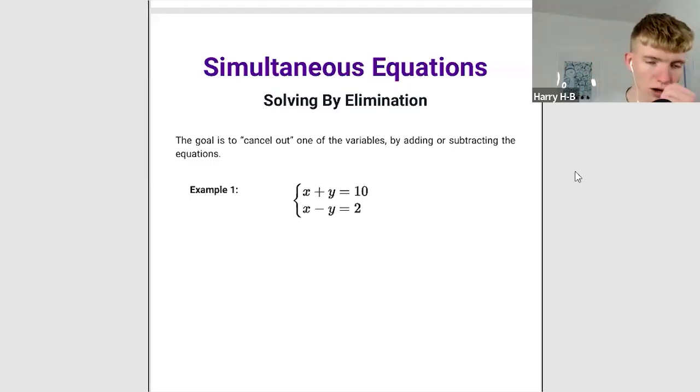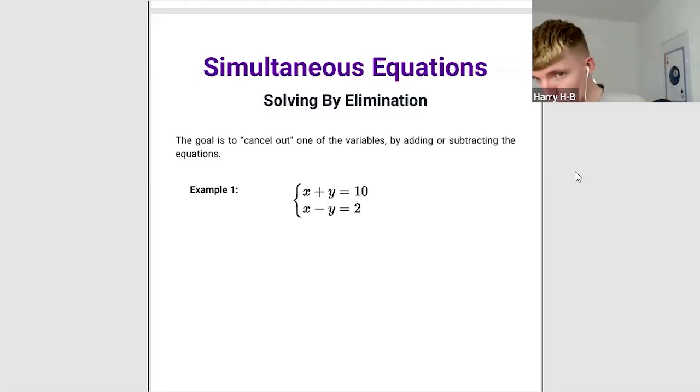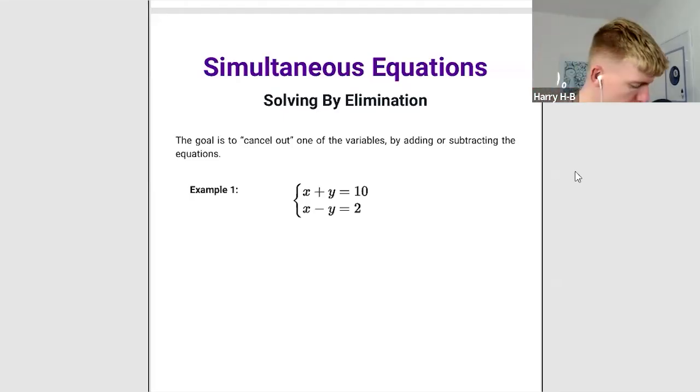Anyway, our goal here is to cancel out one of the variables by adding or subtracting the equations. What I mean by that is either removing the x's or removing the y's by adding or subtracting one of these equations. All right. So in this one, it's been put on a plate for us. We've been given a through ball. We've been given an open goal. All right. And we just have to tap it in.